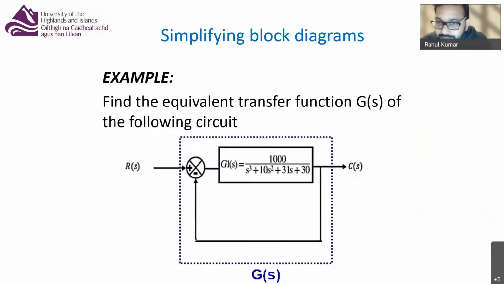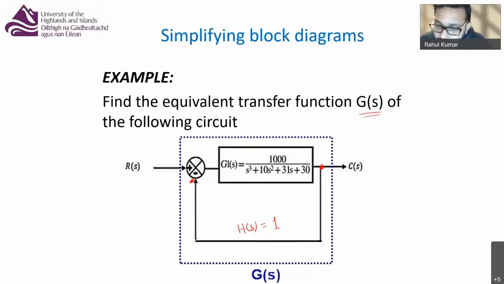Now I have taken an example here for this unity gain feedback system. Again, if you see in the feedback path, my gain is 1. My feedback gain H of S is 1. It is simply connecting my output back to the input. So I have to find the equivalent transfer function G of S for the following block diagram.